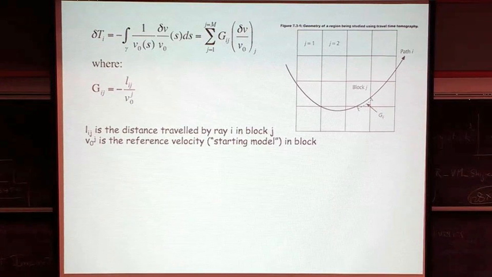And so you can see that if you discretize, so you replace this integral by a sum over the blocks, you get a sum over the number of blocks, j equals 1 to m, of the perturbation in each block times something that you know because you've already assumed your theory and you've already assumed your parameterization. In this particular case, this g_ij is the length of the path in each block divided by the velocity in the reference model. So it's something that is known, right? It's your kernel in a way. So, question?